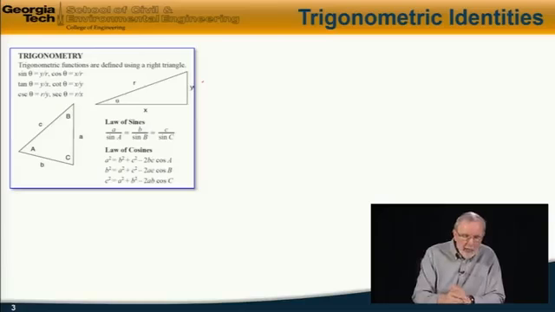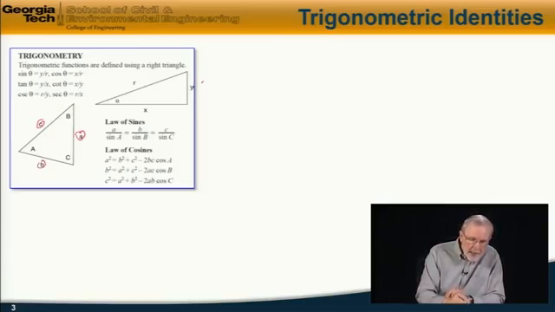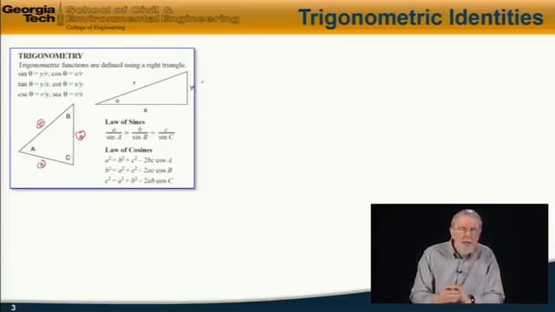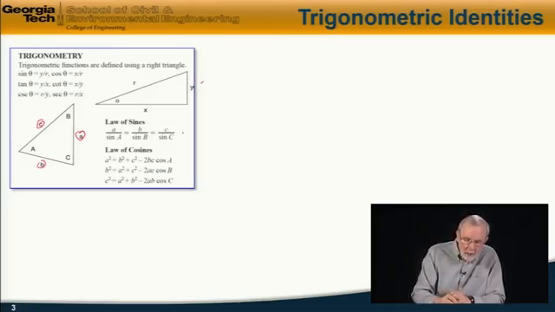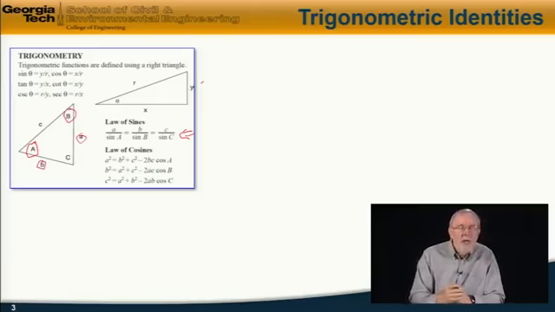For a more general triangle with sides A, B, and C, and interior angles A, B, and C opposite to those sides, we have the law of sines, which is A over sine A is equal to B over sine B is equal to C over sine C. In other words, the length of this side A divided by the sine of the angle which is opposite to us is equal to the length of B divided by the sine of its opposite angle, etc.